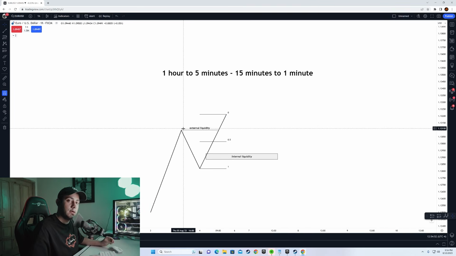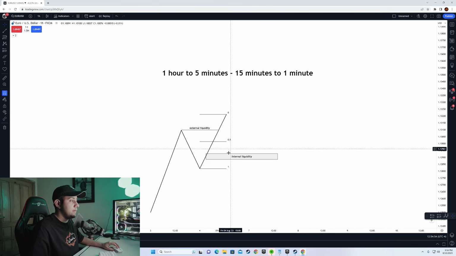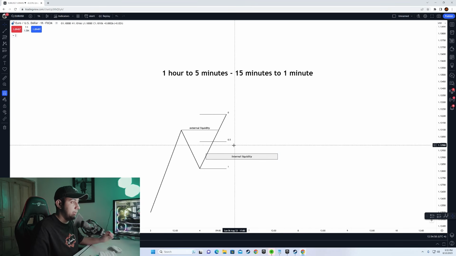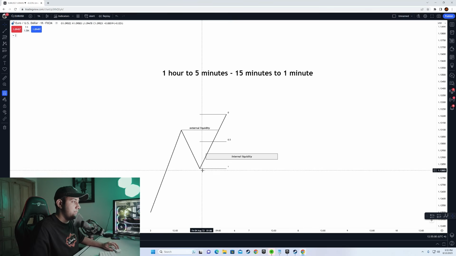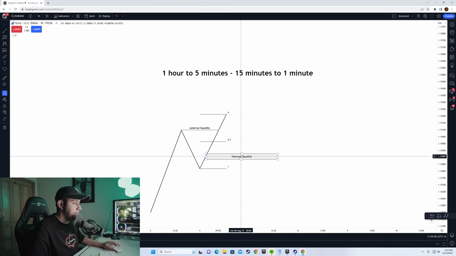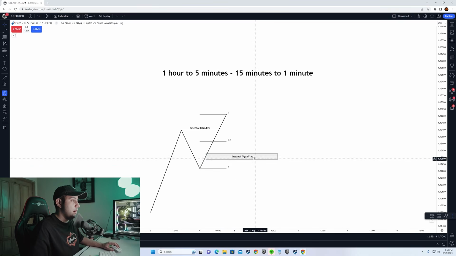Now, what is internal liquidity? Basically, it is any fair value gap in the discount, any fair value gap that has not yet been mitigated. Say I have drawn my fib from here to here, and we got the 0.5 level here, which is the equilibrium. And then we have the fair value gap. That is your internal liquidity, and this is going to be our draw on liquidity.